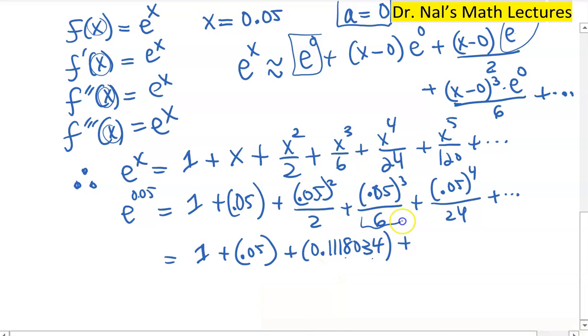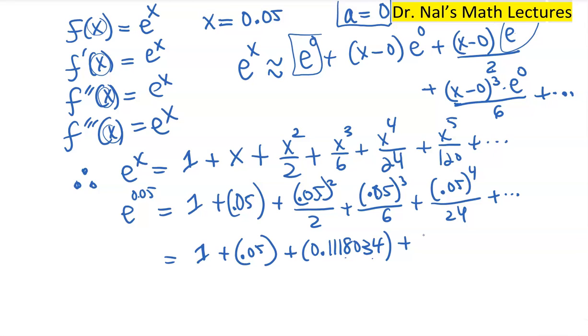Plus, then this term. All right, so that term is 0.05. We are going to go ahead and cube it and then divide it by 6. So that's going, wow. So that term is extremely small. It's actually 0.000.